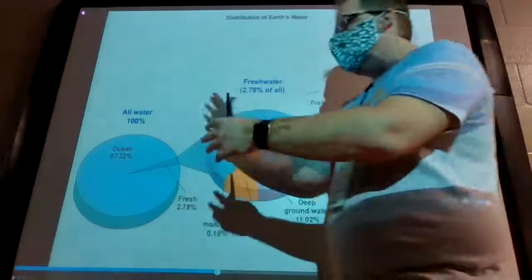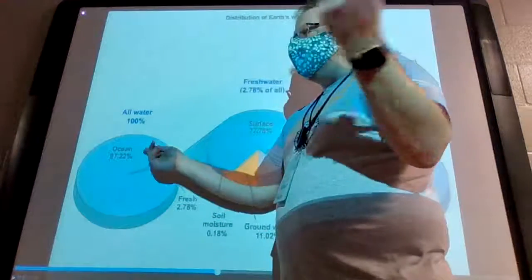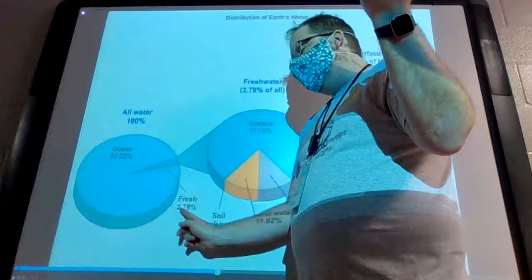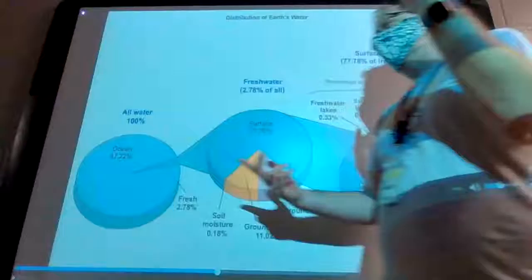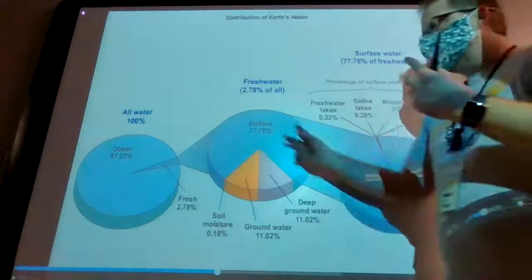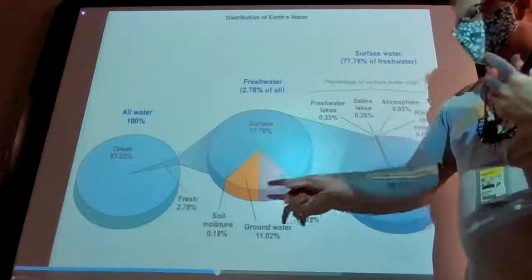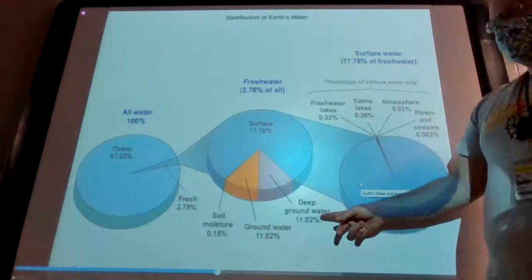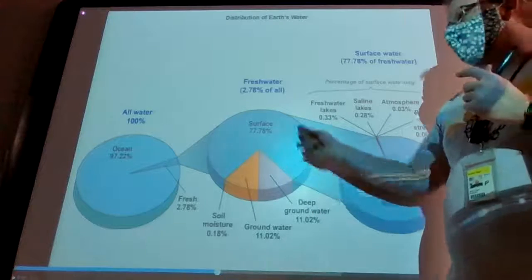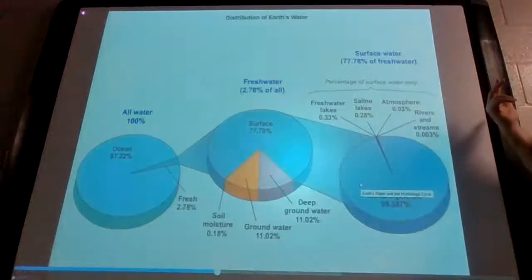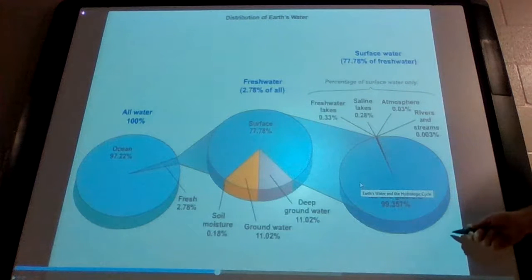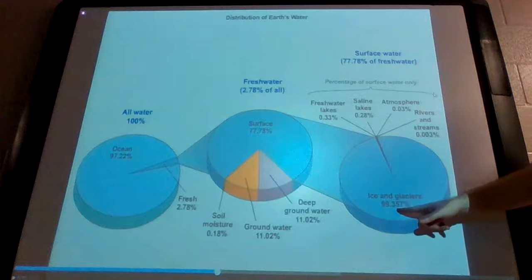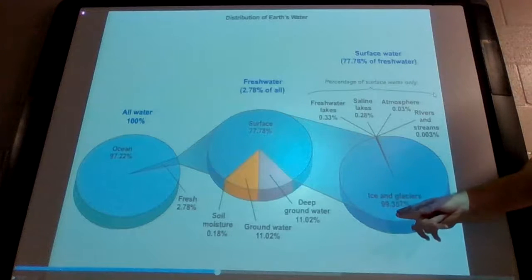They give you the breakdown. 100% of all water, where they have it broken down into 97% is in the oceans, and just this little tiny 2.78% is fresh water that we can actually drink. Of that fresh water, most of it's on the surface. You got a little bit in the soil, a little bit in the ground, and a little bit deep in the ground in your groundwater. But a whole bunch of it is at the surface where we can actually access it. Now, out of the stuff that's at the surface, I can move my mouse here, 99% of that is ice and glaciers, which we do not have access to.